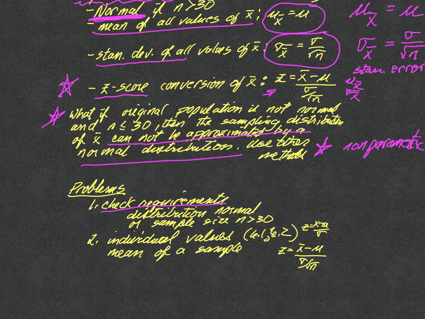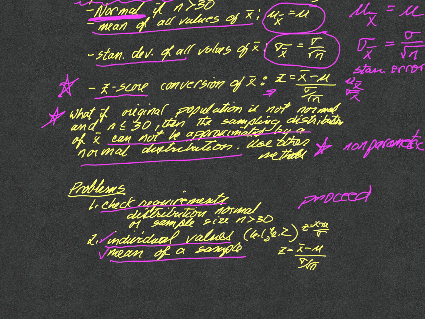If so, you can proceed to approximate the sampling distribution by a normal curve. Okay? So this is proceed or not proceed, requirement 1. Requirement 2 is you have to decide if the problem is about individual values or is it about the mean of a sample.